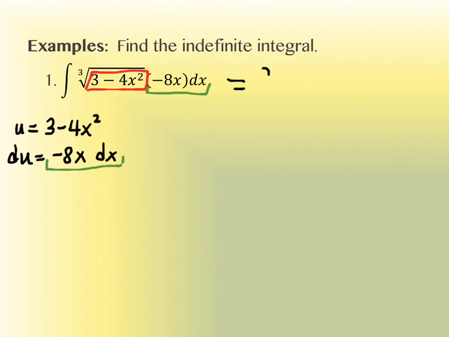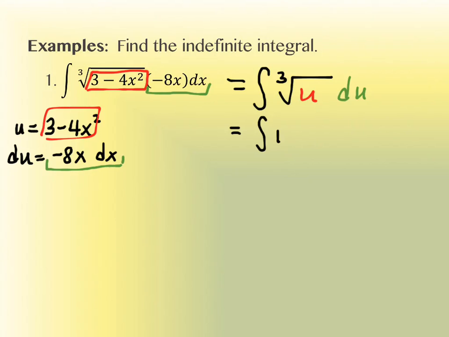So this is equal to, the script s doesn't change, the cube root doesn't go away. What's going to be under the cube root now? U, because that's the piece that is in red. And then what's going to go at the end? Du, because all of that at the end, negative 8x dx, is equal to du. Now that notation isn't especially helpful, but it would be more helpful to write it like this. So now what is the antiderivative of u to the 1/3? U to the 4/3 over 4/3, and then plus c.